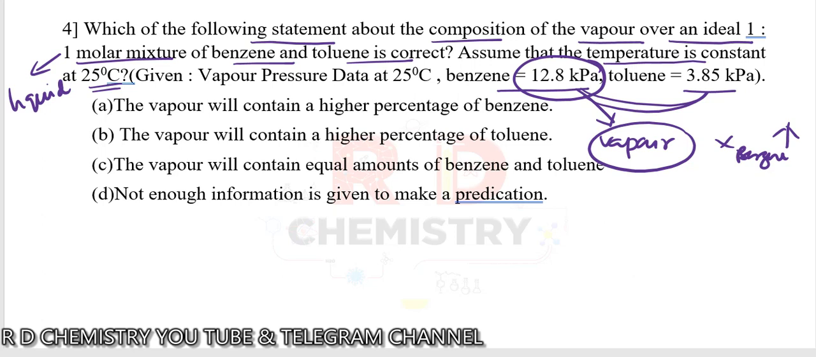Or we also can calculate: you calculate the total vapor pressure, then calculate the partial vapor pressures, then calculate the mole fraction of the components in the vapor state only. Okay, so we can directly go for it here. The answer is the first one. The vapor will contain a higher percentage of benzene. Okay, right?